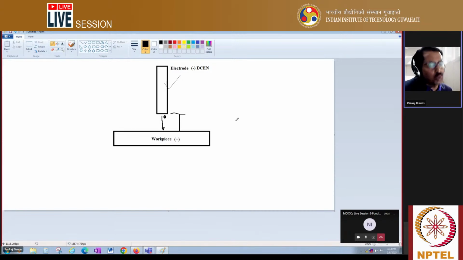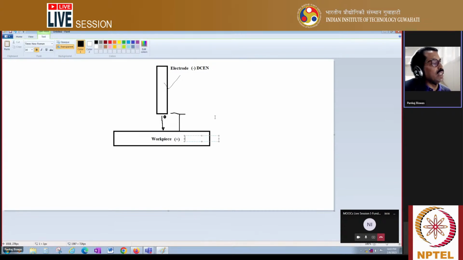Again, here I am explaining a little bit. So once this electron is attracted by the workpiece and hits the workpiece, some bombardment of the electrons occurs. Due to this, in the workpiece during DCEN, around 66 to 70%, I am writing 70%, of heat is generated in the workpiece.